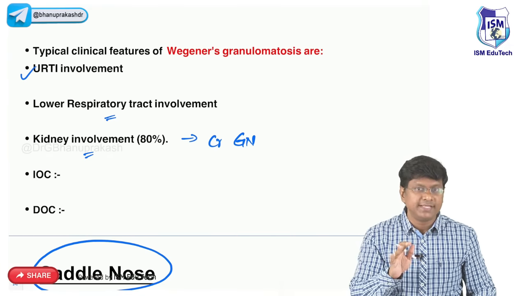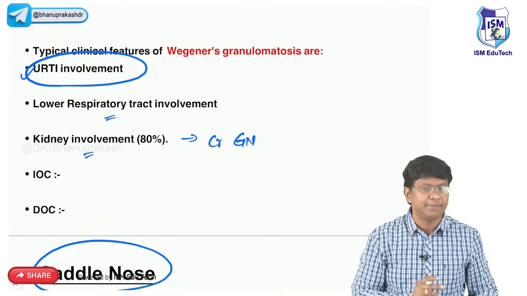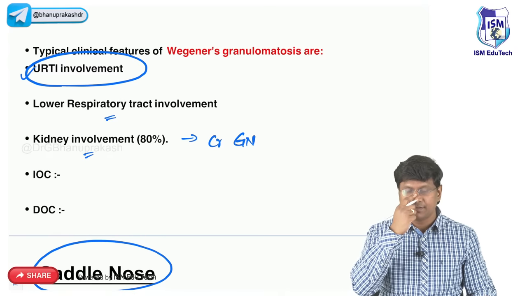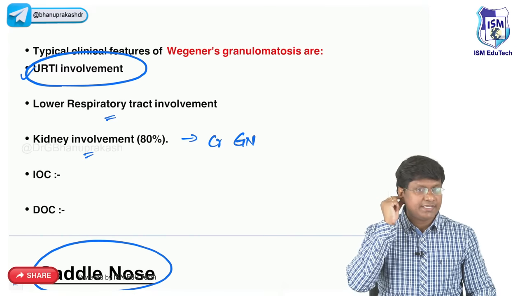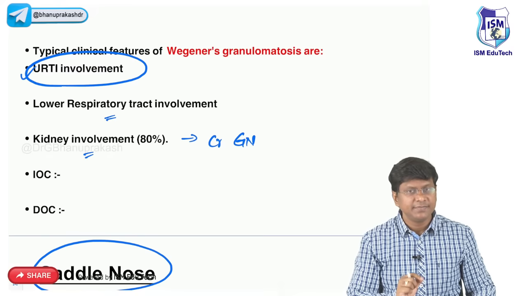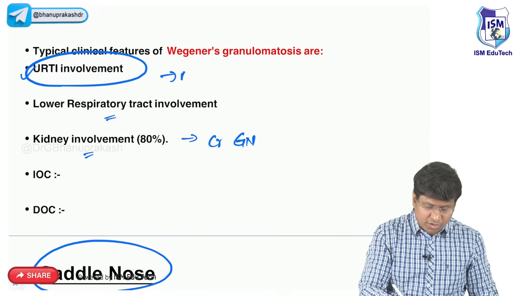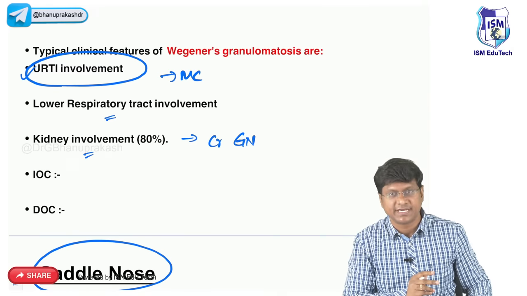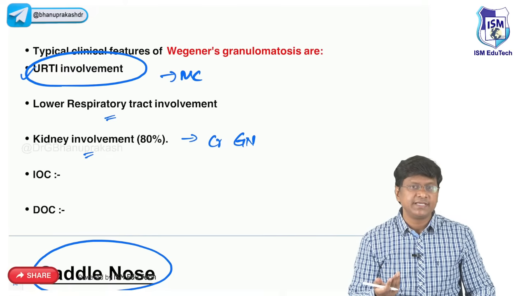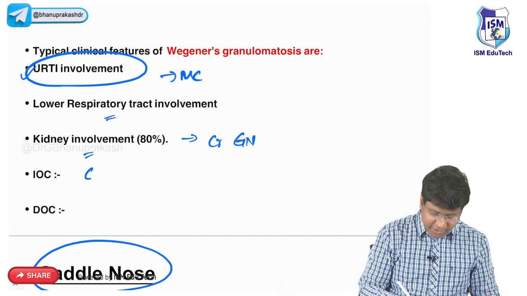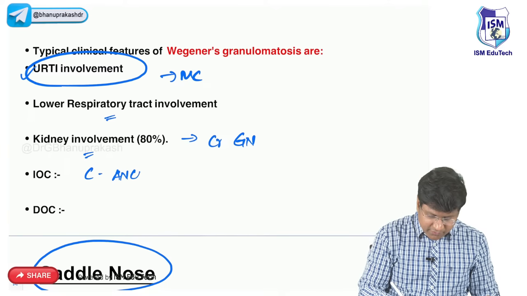Now, out of all these, the most common will be the upper respiratory tract involvement. That is, either the nose or ear or the throat and gum is affected. That will be the most common involvement in granulomatosis with polyangiitis. Then what do you think is the investigation of choice? It is the antibody, that is the C-ANCA, which will be positive.